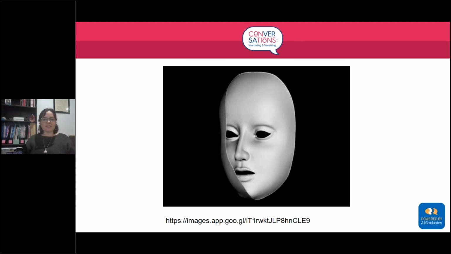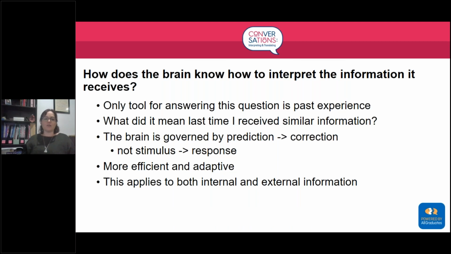So all of these are here just to demonstrate that the things that we sense and the things that we feel are always based on what we're paying attention to at the time. And pain is no different to that. So when we think about how the brain knows how to interpret the information it receives, our only real tool for answering this question is past experience. So what did it mean the last time that I received similar information? It's really what we just went through with the mask, comparing that past experience to what I'm seeing now. How does it differ and why does this not look right? You've just been through that exact process, but very consciously, whereas subconsciously, this is always happening in everything that we want to do. So our brain is actually governed by predicting and then correcting.